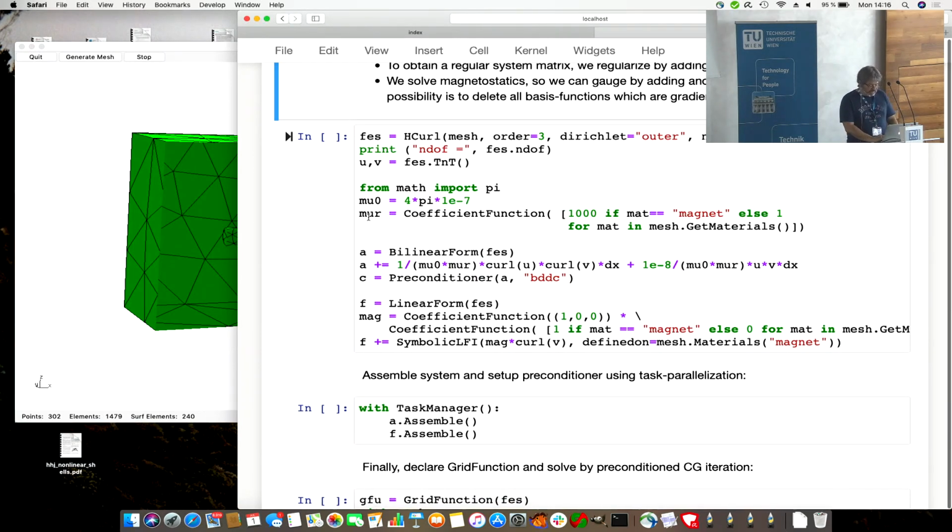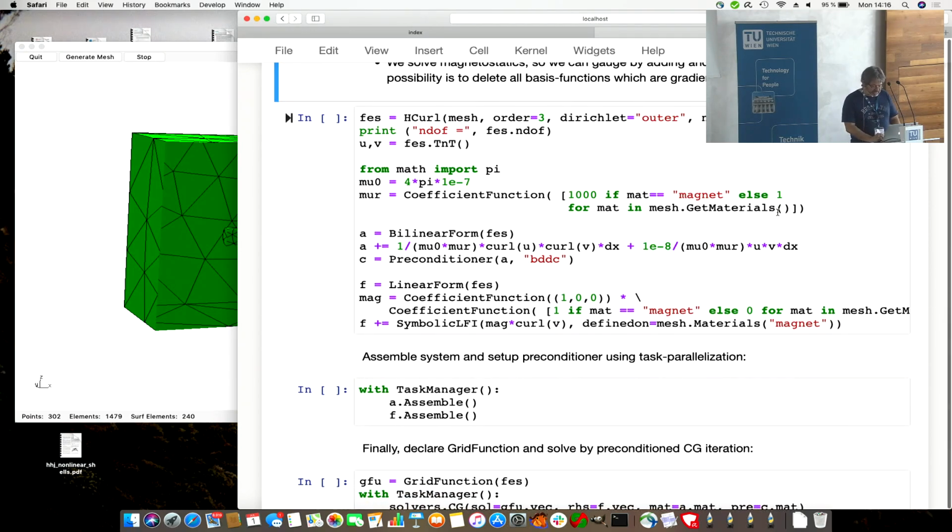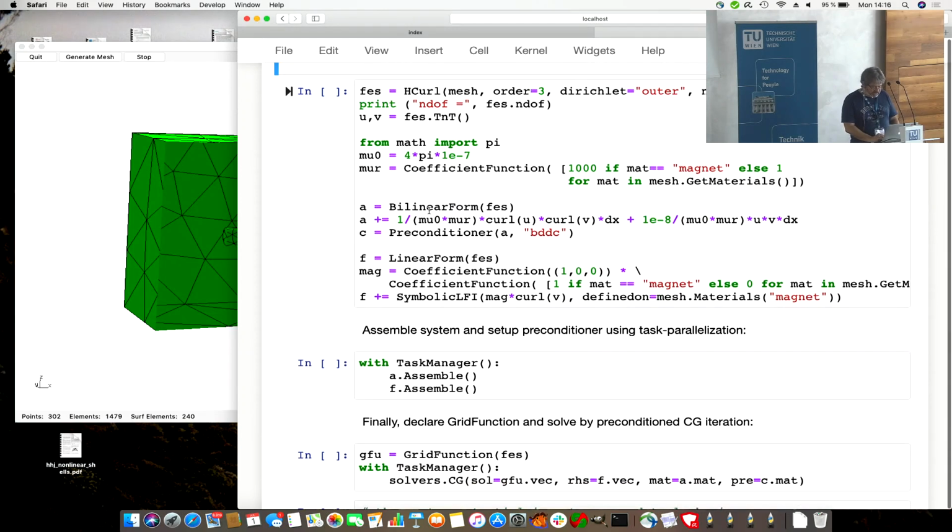Okay, we want to find a coefficient function relative mu r. And here you can see the nice Python syntax. So we are iterating over the materials of the mesh with a loop over magnet and air. And in Python syntax, if the material is called magnet, then we get 1000, else we get 1. And we get a list of these constants and make a coefficient function out of it, which we can use in the variational formulation. By formula space, curl U, curl V.